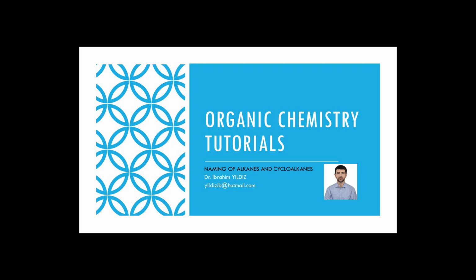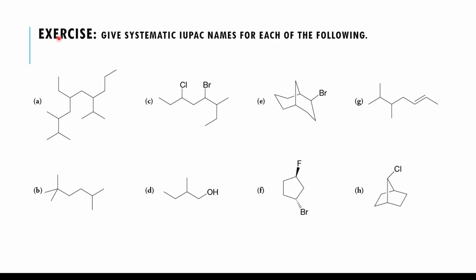Hi, in this tutorial we have an exercise related to naming of alkanes and cycloalkanes. The question asks us, give systematic IUPAC names for each of the following. Let's start from the first one. The first one is an alkane and we have to find the longest continuous chain in order to be able to write the names. Let's start.